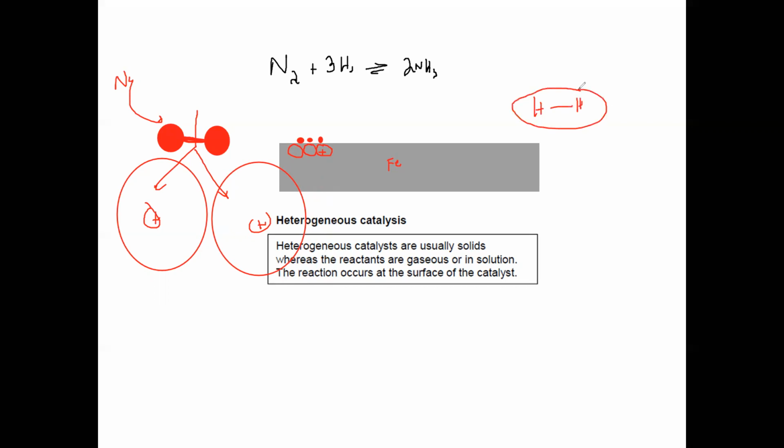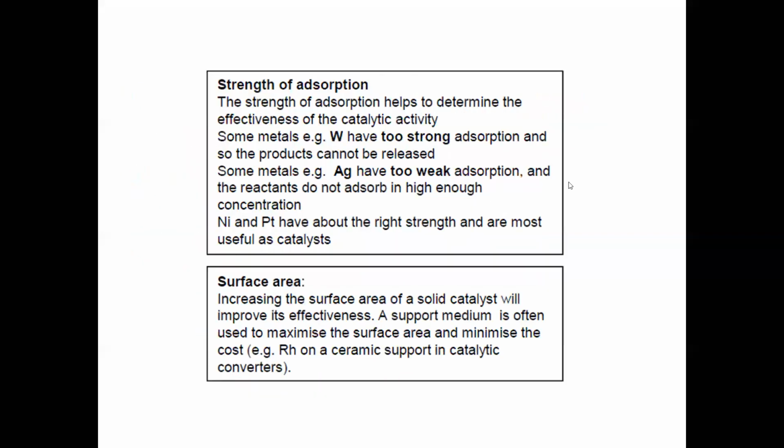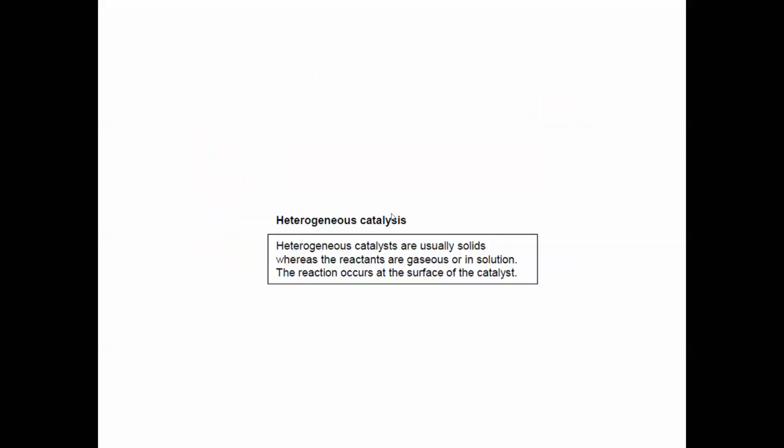So heterogeneous catalysts are usually solid, and the reactants are in gaseous or solution form. The reaction occurs at the surface. First they absorb the reactant, then they reduce the bond strength so that it can break easily.